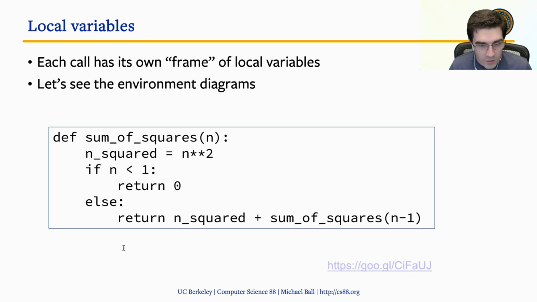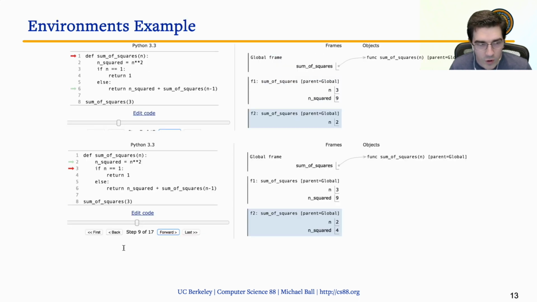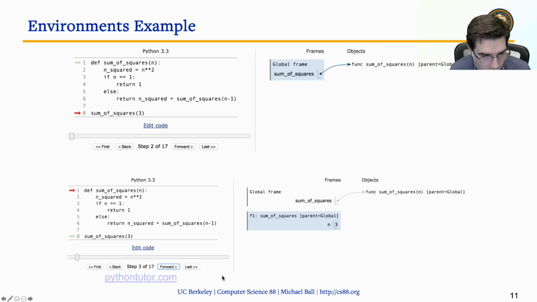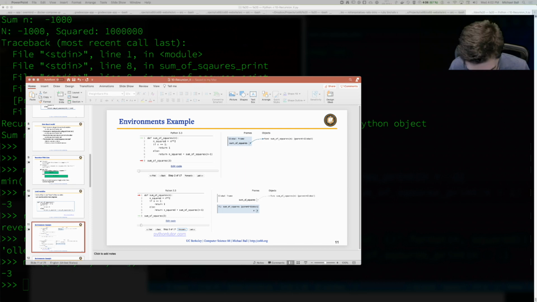In the slides, we walk through it with printing, but there are also examples for the environment diagram of sum of squares. And then there is a link on these slides to play around with that as well. So if you want to review another example, that is where I would go to do that.